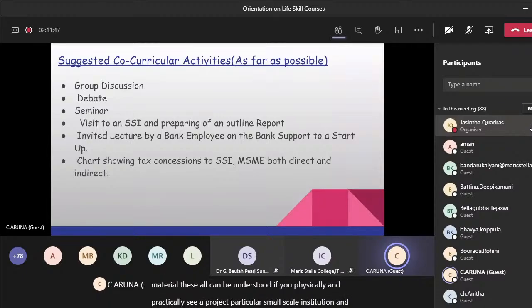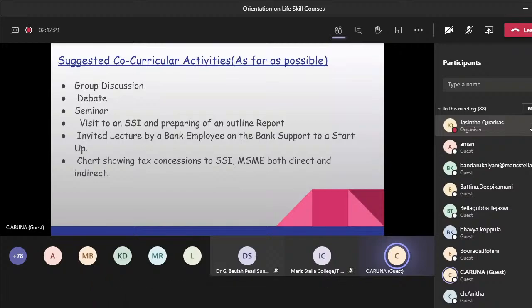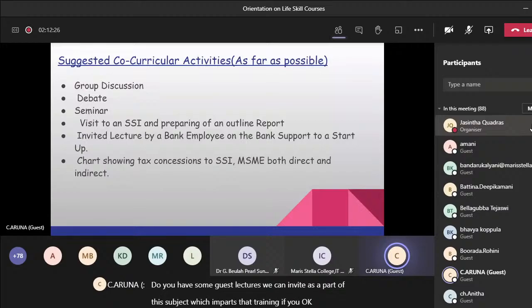And we also invite some lectures by some bank employees and some people from taxation and medium and small scale institutions, in order to tell you about the practical problems, because these are the people, bank people or financial institutions people, entrepreneurs from SSIs, MSMEs, who are facing the practical world. So they can well explain to you what are the phases you have to undergo, what are the hurdles young entrepreneurs will be having, and how to overcome those problems. So these are some guest lectures we can invite as a part of this subject, which imparts that training in you.